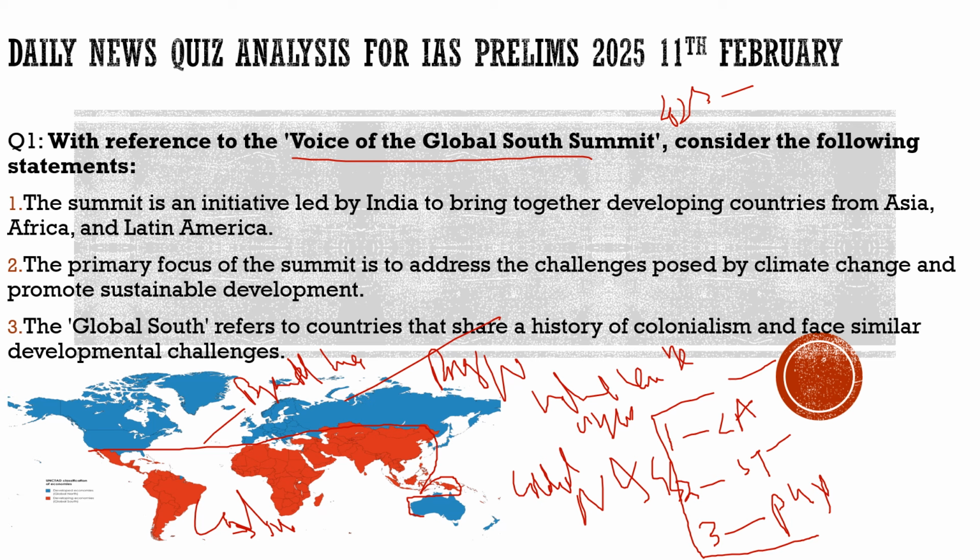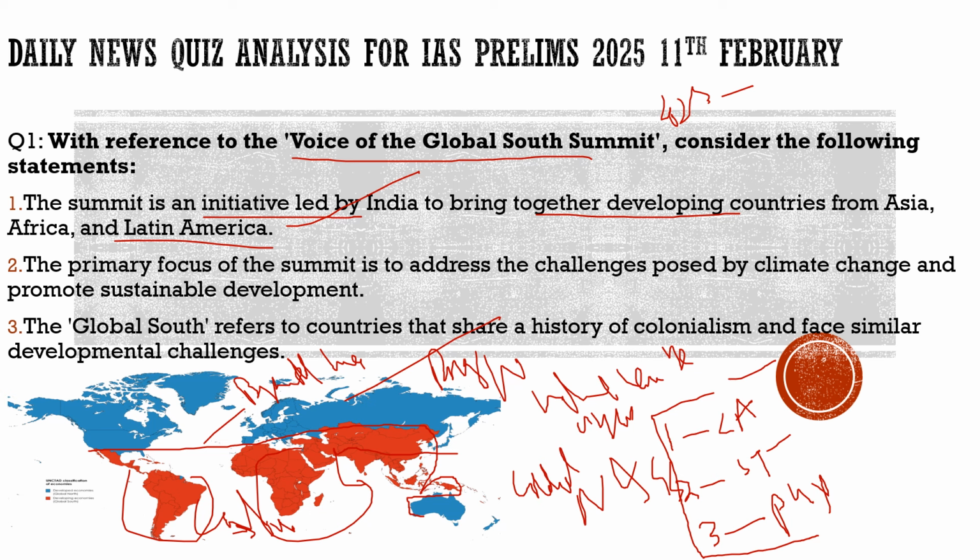Here the question says, with reference to the Voice of the Global South Summit, consider the following statements. First statement: the summit is an initiative led by India to bring together developing countries from Asia, Africa, and Latin America. 100% correct. As you can see, these are the countries from Mexico here, which divides North America and South America. It includes the Latin American countries, the African countries, and also the Asian countries. So 100% the summit is an initiative led by India to bring together developing countries from Asia, Africa, and Latin America.